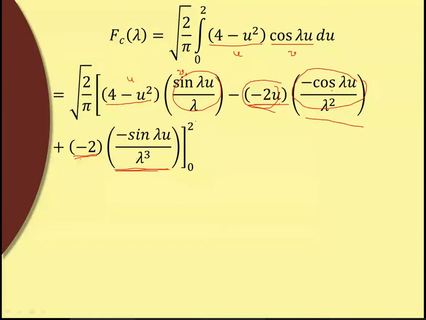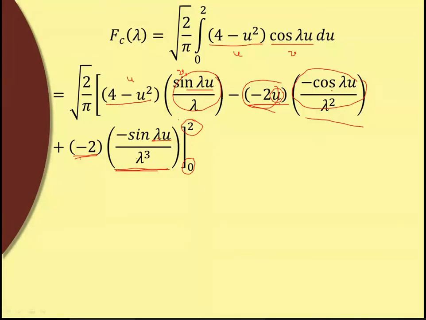At upper limit 2, we get 4 minus 2 square, that will be 0, minus minus minus 3 negative, 2 into 2 cos 2 lambda upon lambda square, minus minus plus 2 sine 2 lambda upon lambda cube. At lower limit 0, sine 0 will be 0, this is 0 into cos, that will be 0, again sine 0, that will be 0. So at lower limit 0, all these terms are 0.